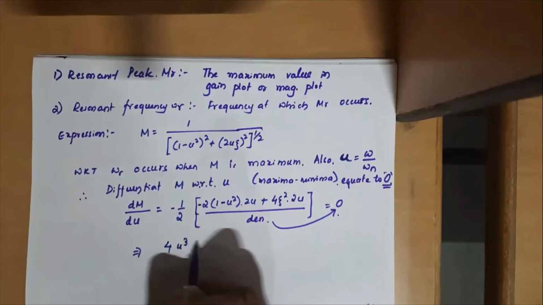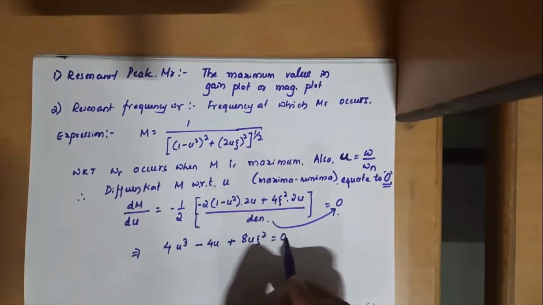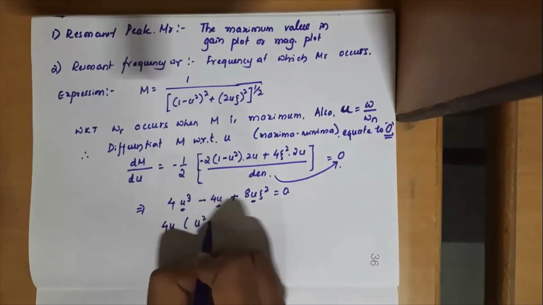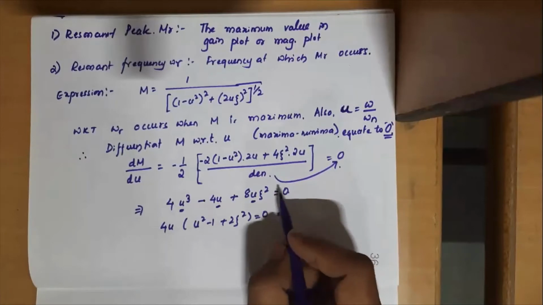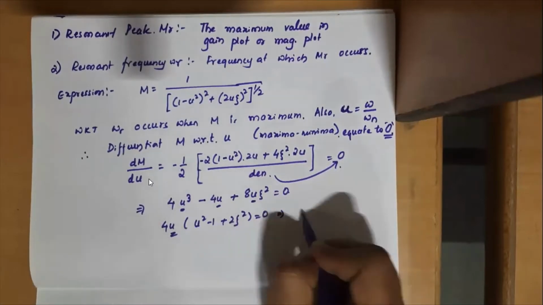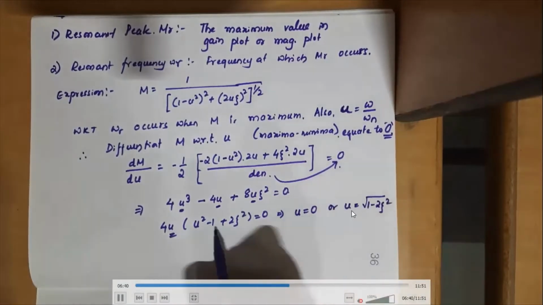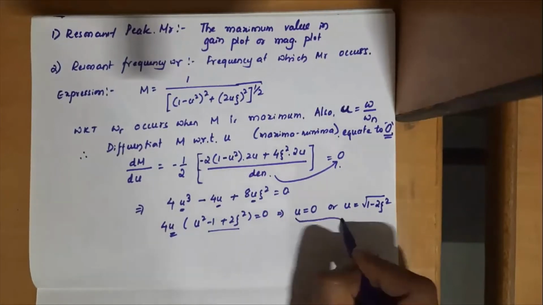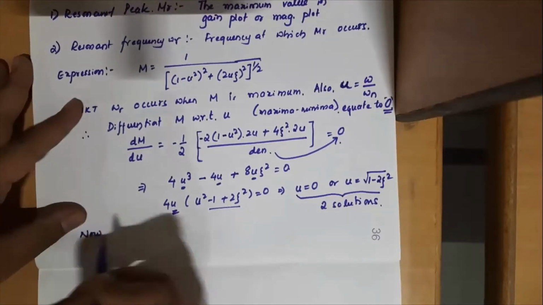So next is simplify. It is plus 4u cube minus 4u plus 8 zeta square into u. So u is common in all the terms. Take it out and equate it to 0. I am solving for u here: for what u, M is maximum. That's why I am differentiating. So you will get two solutions for this equation. One is u equal to 0, or u equal to, taking these two terms to the other side, then square root of that, which is 1 minus 2 zeta square. So two solutions for u. Obviously we are going to choose the non-zero value.